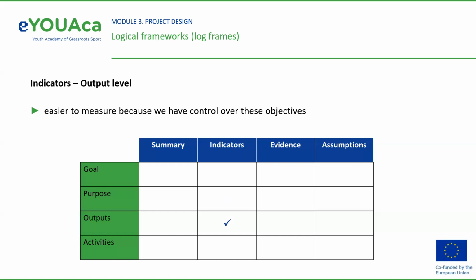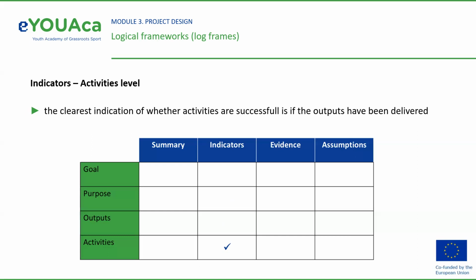Output indicators. Output indicators should be easier to measure than higher level objectives, because we have more control over these objectives. The output indicators can be transferred to the member of staff or consultant that is responsible for delivering the output.